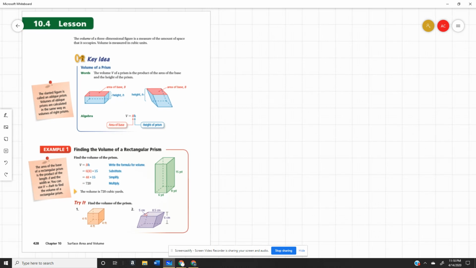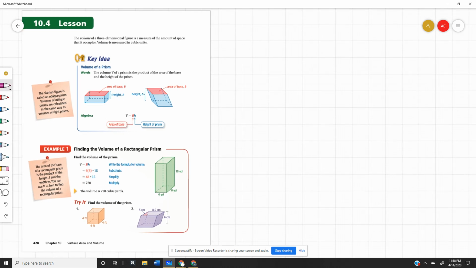So let's go ahead and jump right in. It says the volume of a three-dimensional figure is a measure of the amount of space that it occupies. Volume is measured in cubic units. So remember when we were talking about surface area and we talked about identifying the base of a figure? The base is the two pieces that don't connect to each other, the two pieces that aren't touching each other, okay? And depending on which way the figure is positioned determines your base, okay?